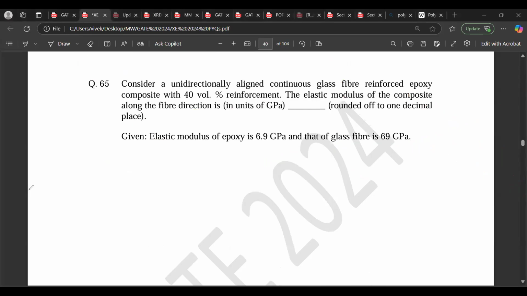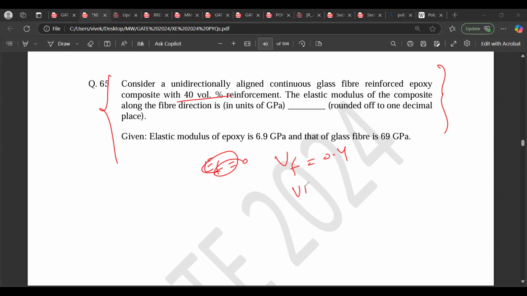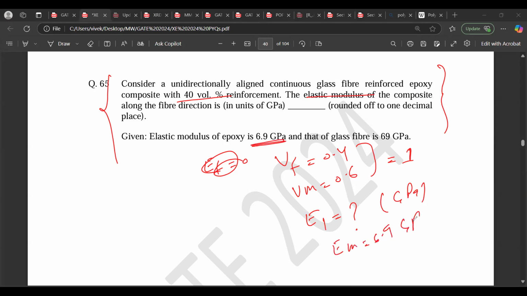Okay, next question. So what is given? VF is given as 0.4. That means VM is 0.6, because the total should come to 1. The modulus of the composite in the longitudinal direction is asked, in GPa, and EM is given as 6.9 GPa. You don't need to worry about the unit. EF is also given as 69 GPa, and they have given such simple numbers so that your calculation becomes easy and you get your answer.